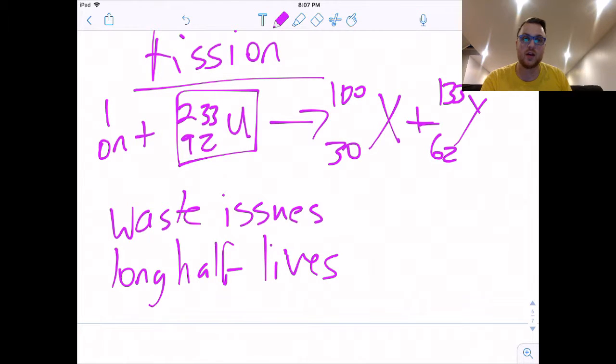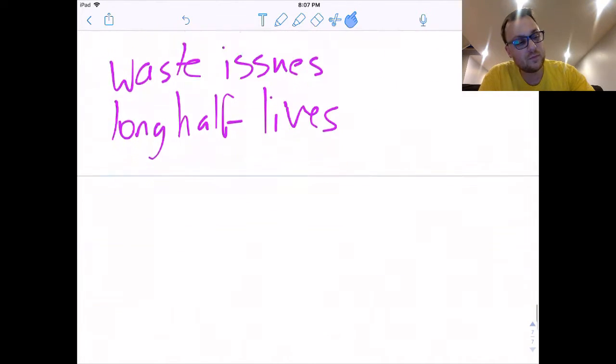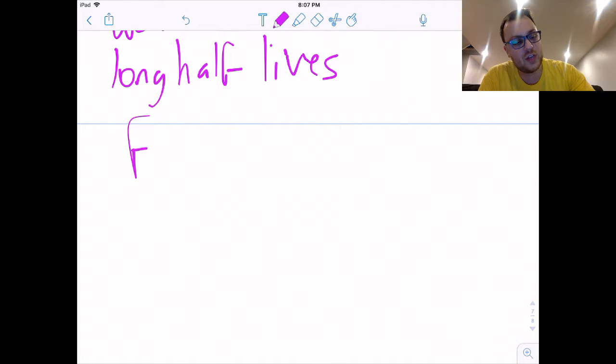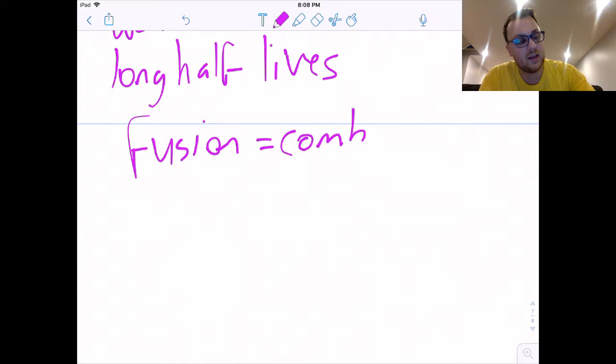Fusion, I don't have anything good that rhymes here, is combining. So fission is division, fusion is combine. Usually you'll see this with hydrogen atoms.